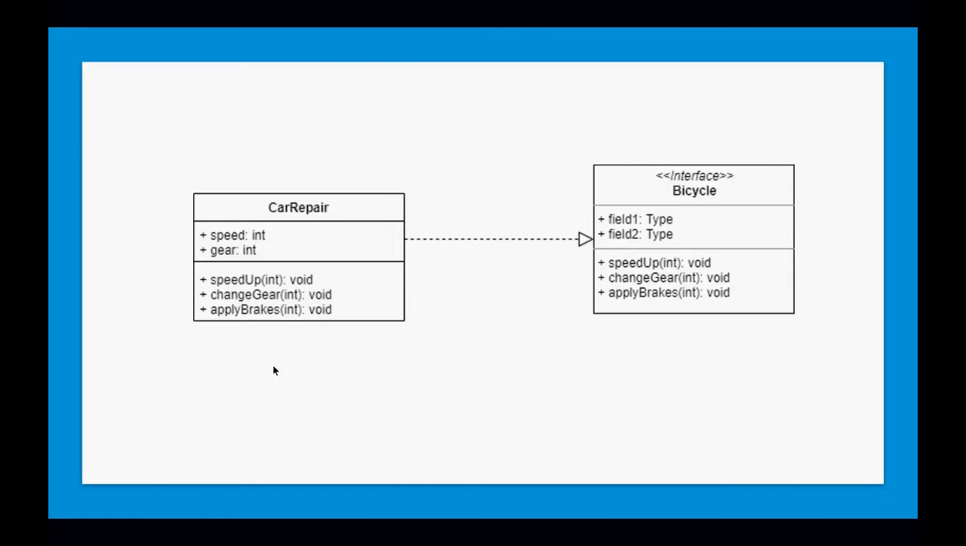So this is the example we're doing. We're creating an interface called bicycle and a class called car repair. Car repair would take in some of the methods defined in the bicycle interface. And we'll define that now.